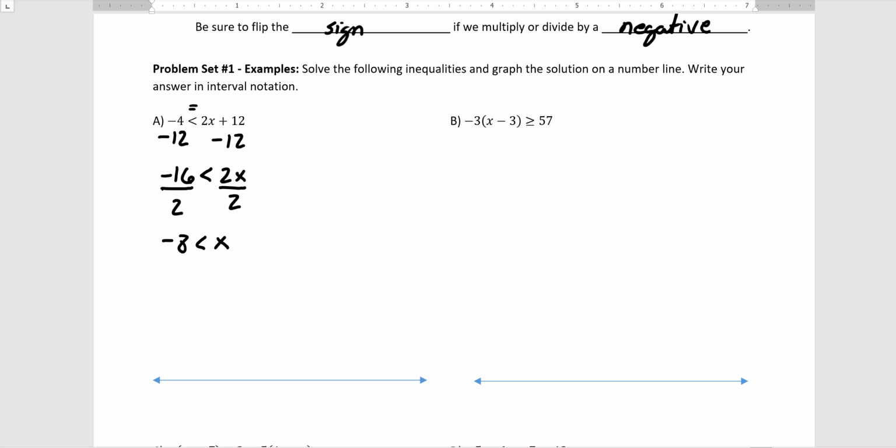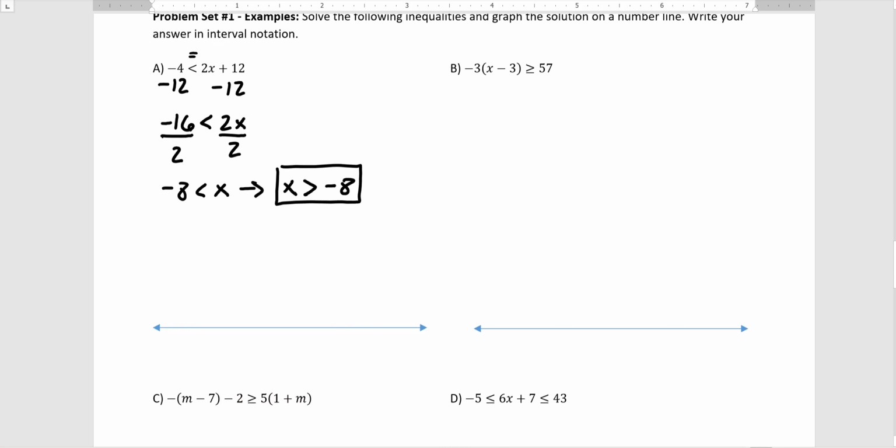Now I had a good question that said, yo, do I need to flip the sign here? No. Only if we divide by a negative. We can divide a negative by a positive and not flip it, but if this was negative 16 divided by negative 2, then we'd have to flip the sign. Now our solution here has our number first. We prefer to put that variable first, so it would be x is greater than negative 8, and there is our solution. Excellent.